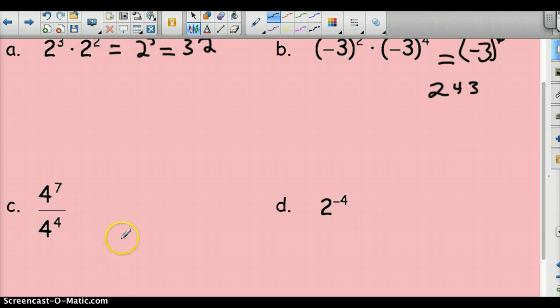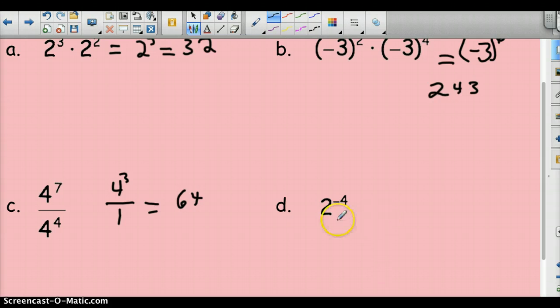Down here, it's 4 to the seventh divided by 4 to the fourth. I look and I say, where are there more 4s? I see 3 more 4s upstairs. So 3 4s will be left upstairs. There will be nothing downstairs. We assume that is a 1. And 4 to the third power, 4 times 4 times 4 is 64.